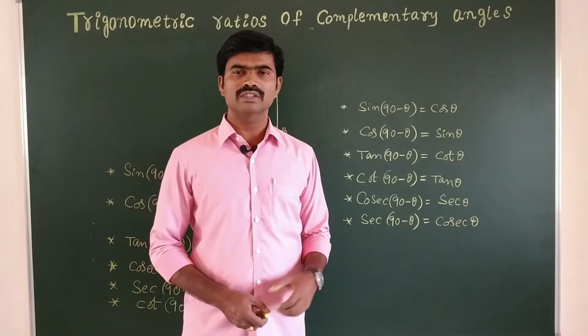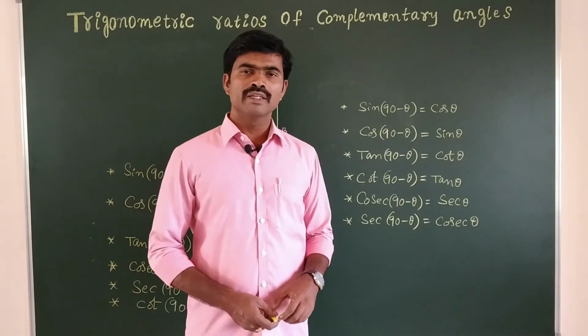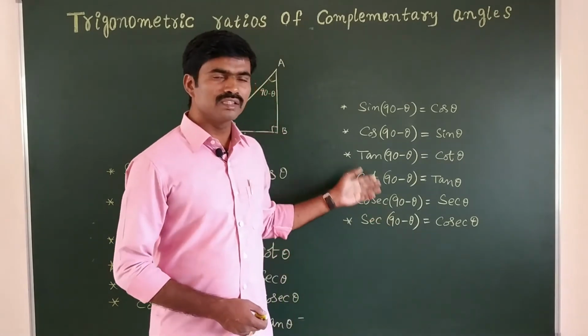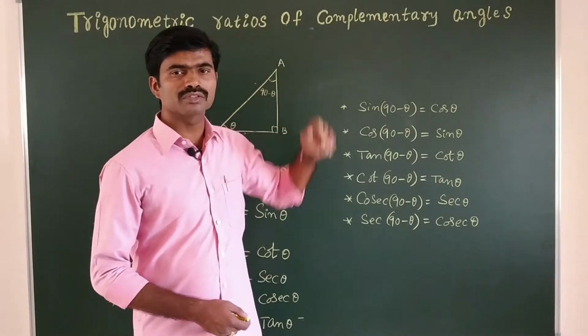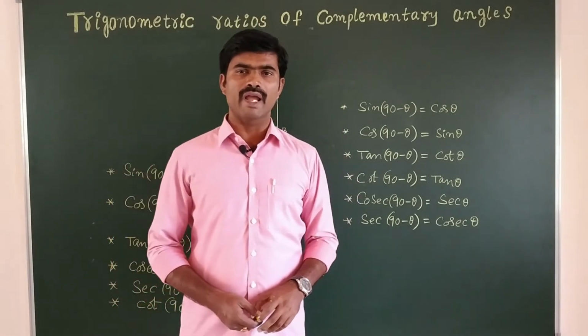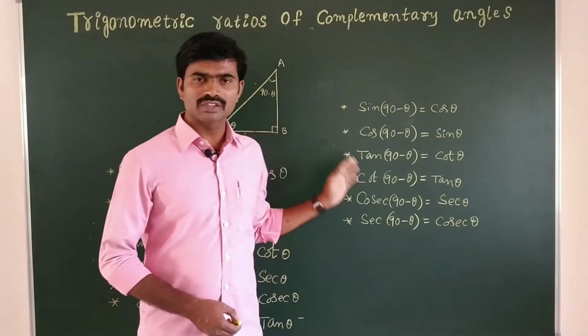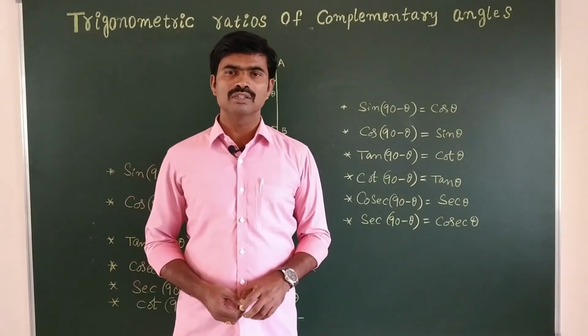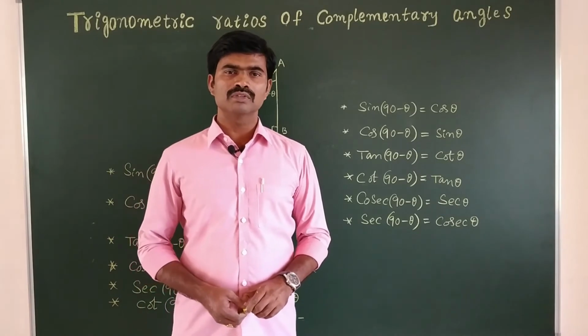Cosecant(90 minus theta) is equal to secant theta. Secant(90 minus theta) is equal to cosecant theta. These are called trigonometric ratios of complementary angles. By using these trigonometric ratios of complementary angles, we can solve some problems.